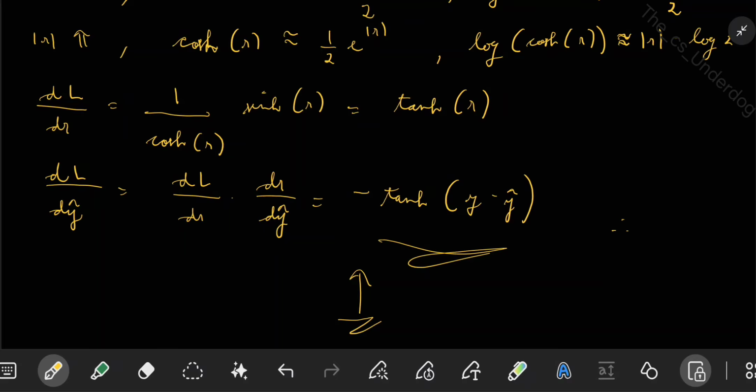When you have points which are very far, let us say very far from the mean or median, then you are not going to explode your error. Instead, you will be robust against outliers. This is the most important point.